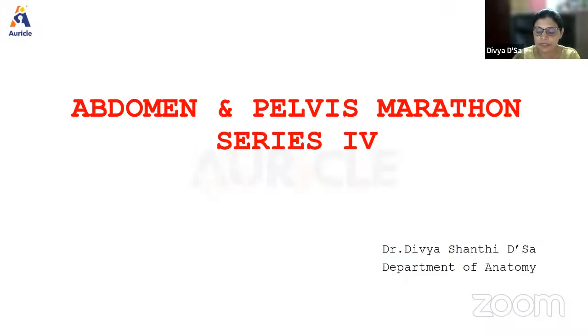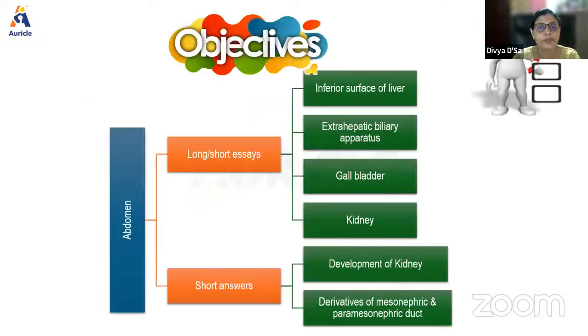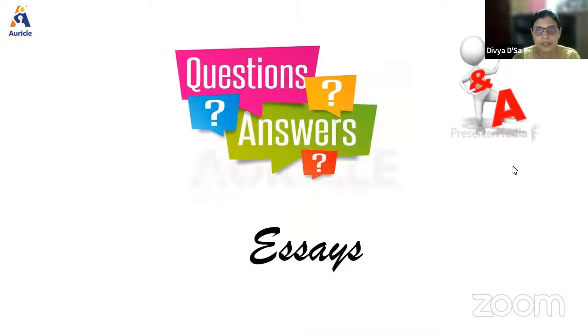So, abdomen and pelvis marathon session 4. Today, we will be dealing with some of the very important questions that are commonly asked. One is the inferior surface of the liver, the features of the inferior surface, then the extrahepatic biliary apparatus, where we include the gallbladder also in a little bit of detail, and then the kidney. Short answers will deal with development of the kidney as well as derivatives of the mesonephric and paramesonephric duct. So we shall begin with the essay questions.